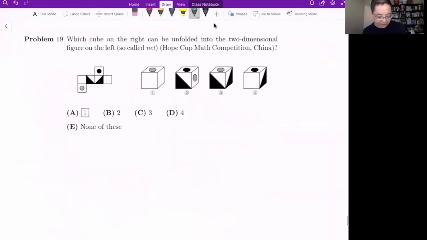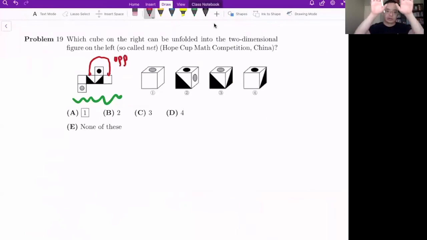Okay, now let's look at number 19. Number 19 starts from a two-dimensional picture, this one on the left-hand side. Now we need some spatial imagination. We can fold this into a cube, and how does it look? First of all, when you fold this, these two should be opposite faces, right?